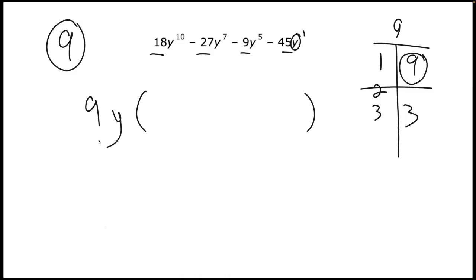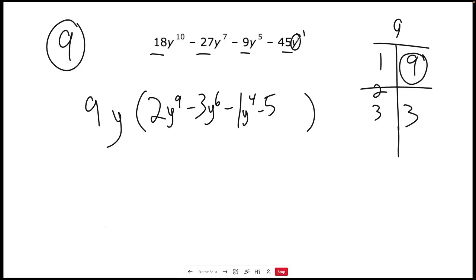And then what is still on the inside? Well, 18 divided by 9 is 2. We took one y into the front, so now we have y to the 9th. 27 divided by 9 is 3. We took one y, so we have y to the 6th. 9 divided by 9 is 1. We took one of the y's, so y to the 4th. And 45 divided by 9 is 5. We took the one y, so there are no y's left. So this is the final answer.